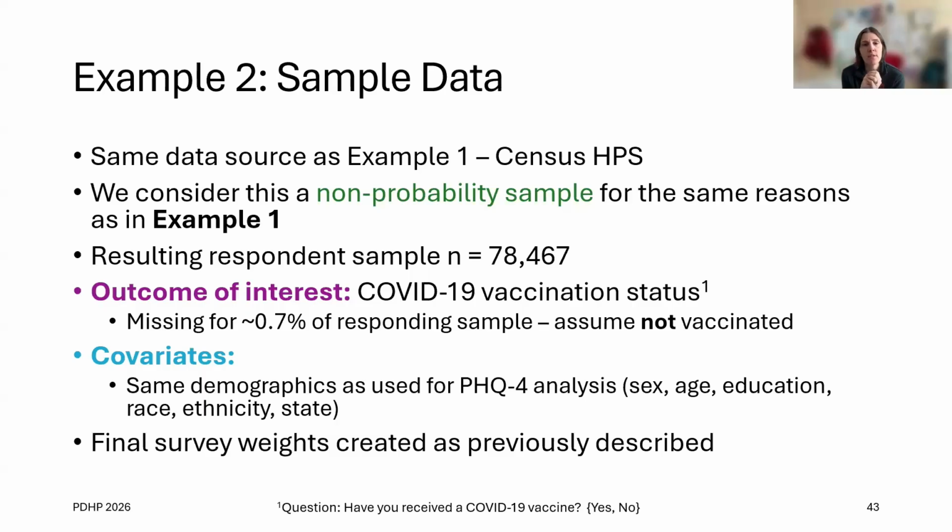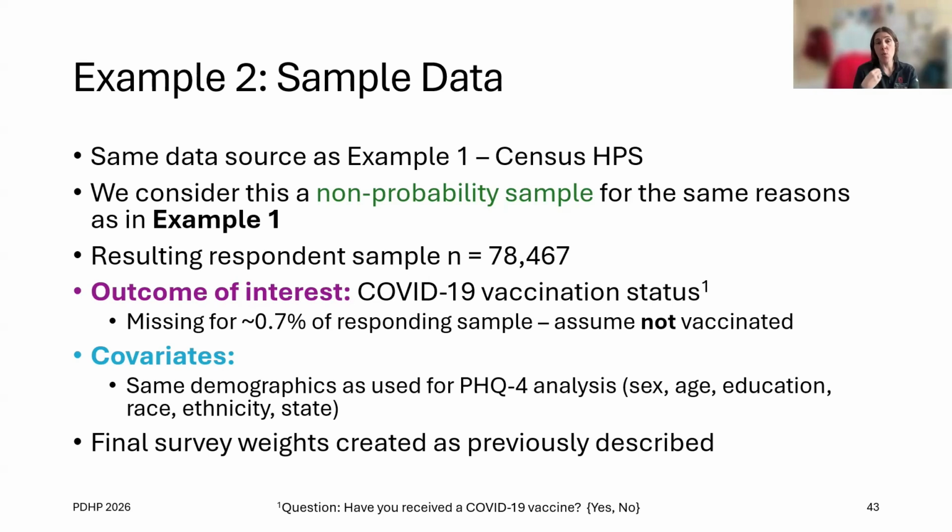So same data source. This is a non-probability sample for the same reasons as the first example. We do have a larger sample size here, about 78,000 individuals, and that's because we are making the assumption that there is no missing data for the vaccination question. And by that, I mean there is a small number of individuals in the sample who did not answer the vaccine question, and we assume that they are not vaccinated.